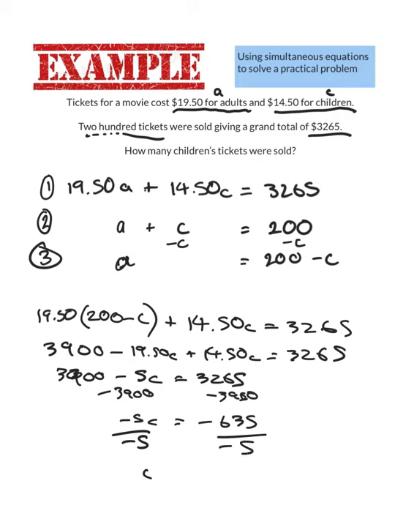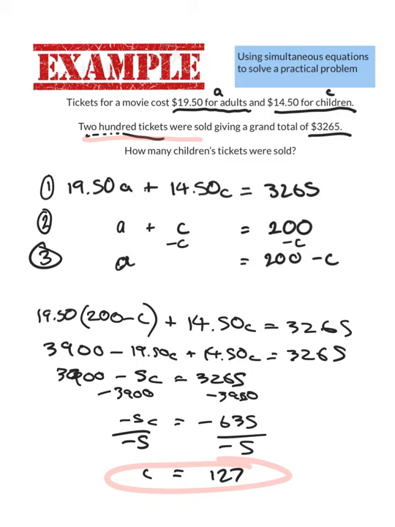We're going to get C is equal to 127. So 127 children's tickets were sold. Alright, if we wanted to find adults' tickets, we know that 200 tickets were sold in the question, so we could go 200 minus 127, which is going to give us 73 adult tickets.